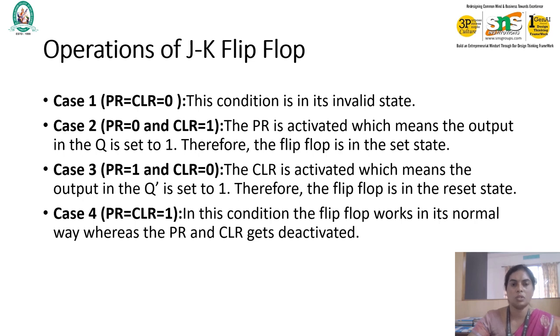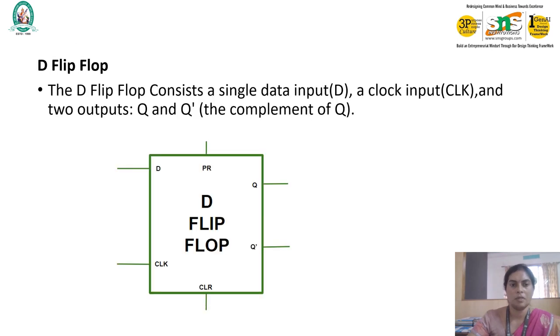In case 1, if both the conditions are 0, it is said to be an invalid state. In case 2, if the preset is 0 and the clear is 1, the flip-flop is in the set state and Q will be set to 1. In case 3, if the preset is equal to 1 and clear is equal to 0, the clock gets activated and Q dash will be set to 1, and this is said to be the reset state. And in case 4, if the preset and clear are equal to 1, then the condition is said to be normal, and PRE and CLR have to be deactivated from the active state. And these are the operations of the JK flip-flop.